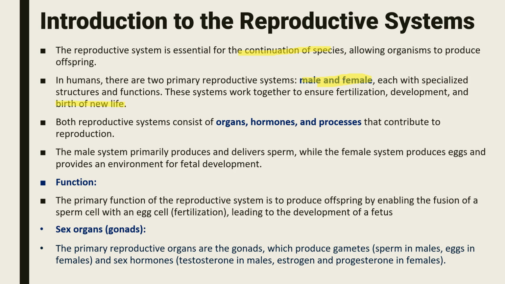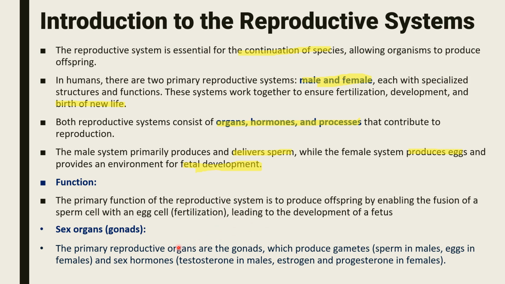Both reproductive systems consist of organs, hormones, and processes that contribute to reproduction. The male system primarily produces and delivers sperm, while the female produces eggs and provides an environment for fetal development. So male, sperm; female, egg. Function. The primary function of the reproductive system is to produce offspring by enabling the fusion of a sperm cell with an egg for fertilization, leading to the development of a fetus.